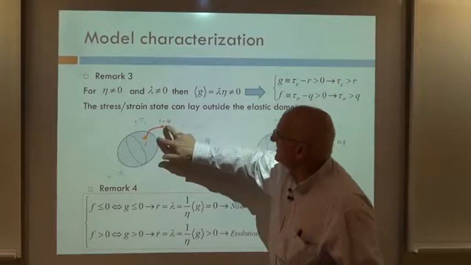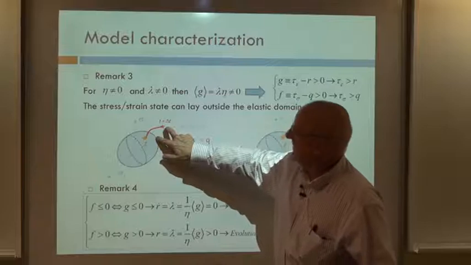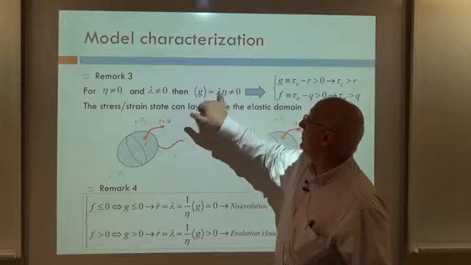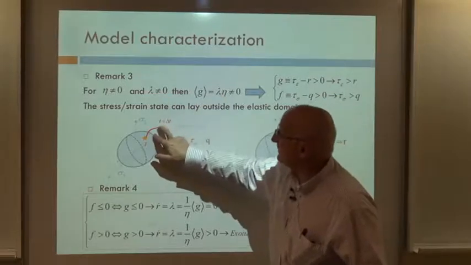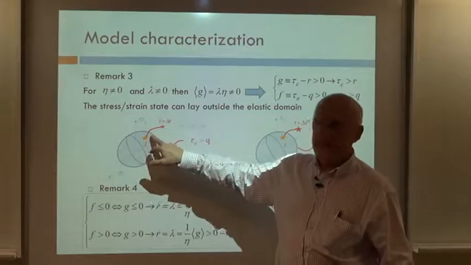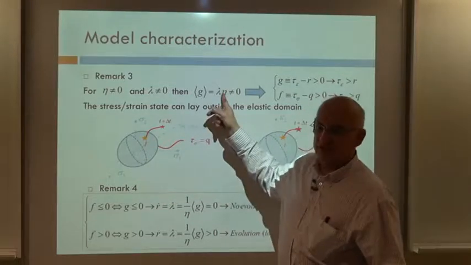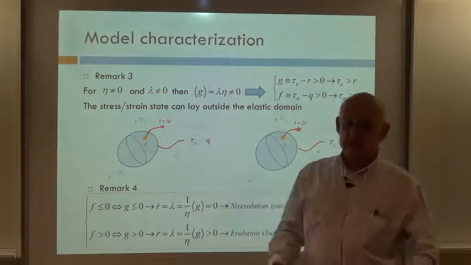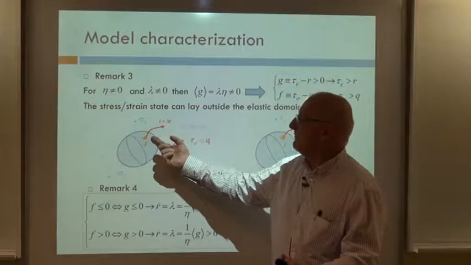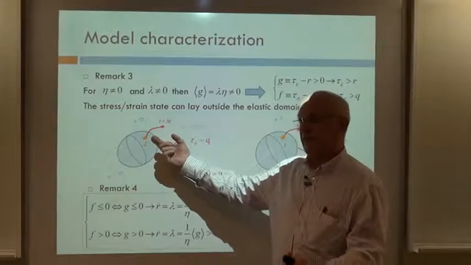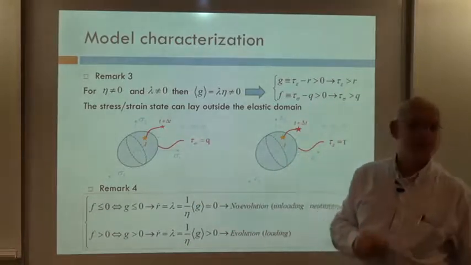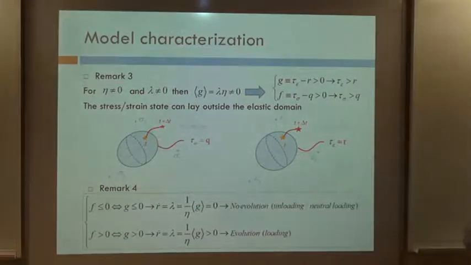Of course, the distance at which a certain point can lie outside the elastic domain depends on eta. As eta tends to 0, that distance gets smaller and smaller. So somehow eta, the viscosity, controls how much the yield function or the damage surface can be overcome by the stress state. Okay?